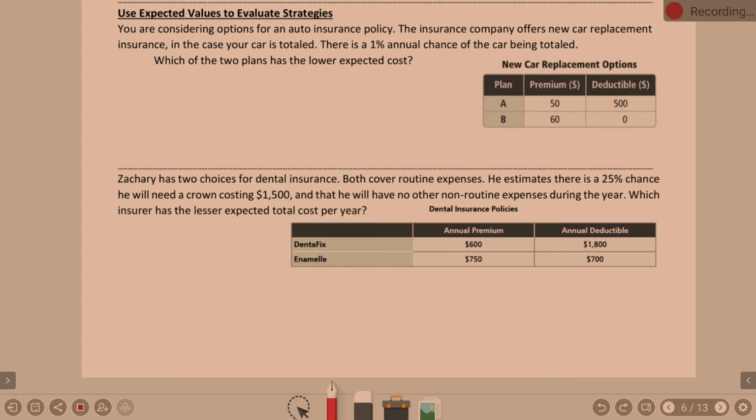Okay, so again, when we talk about that lower expected cost, it's the idea of the average cost. Now, in your chart, you see that Plan A has a premium of $50 and a deductible of $500. Plan B has a premium of $60 and a deductible of $0. Now, do we understand the vocabulary in this question? Do we know what a premium is? Do we know what a deductible is? You're hitting that age where you need to.